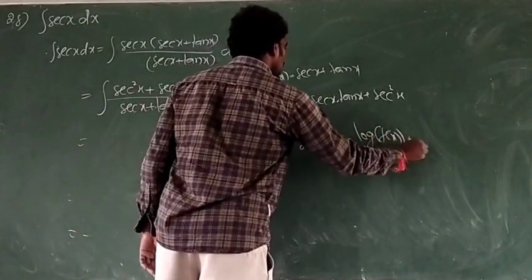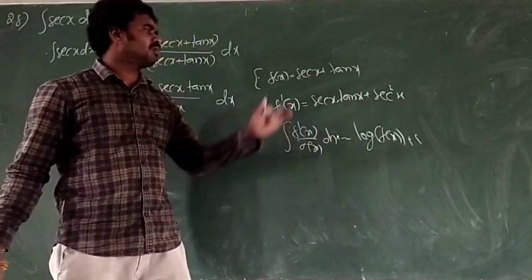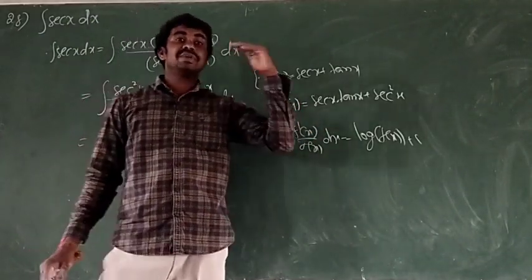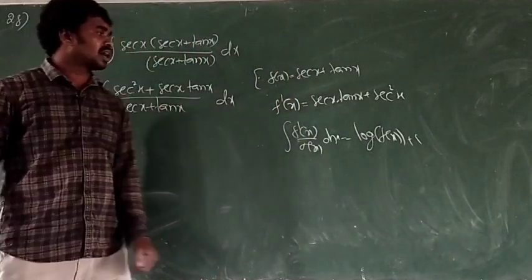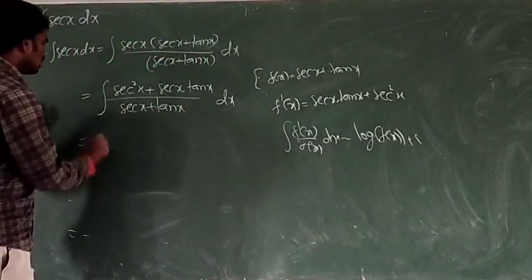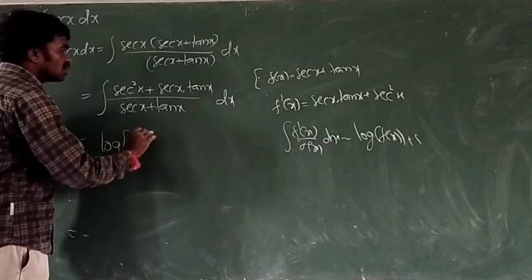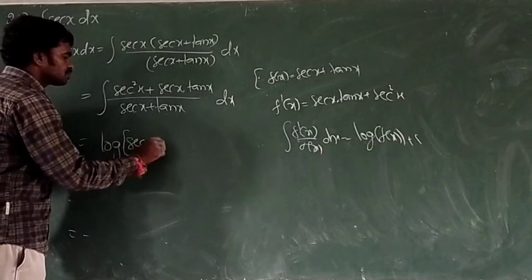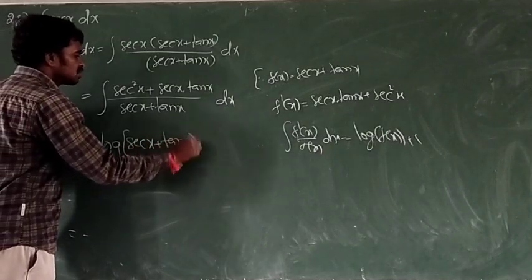In each and every problem, write the formula on the right side of your page. Then the formula is repeated by you many times in an interesting way, so easily you can remember. So which is log of what is f of x? Denominator. Always the function is the denominator only. So the answer is log of secant x plus tan x plus c.